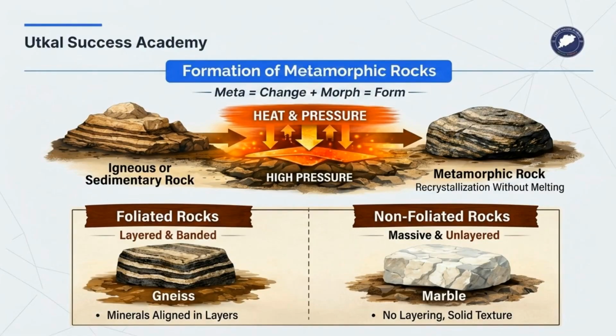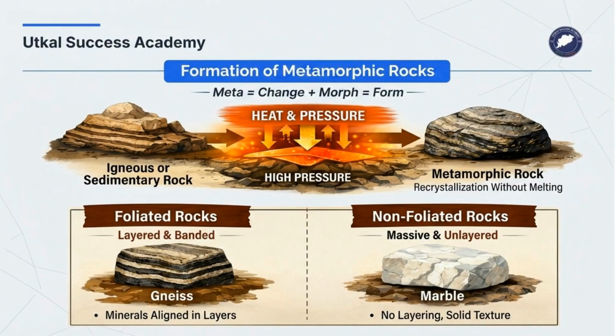Metamorphic rock formation is a result of heat and pressure acting on igneous or sedimentary rock. This process leads to recrystallization without melting. Examples of foliated, layered rocks are gneiss, while non-foliated, massive rocks include marble.